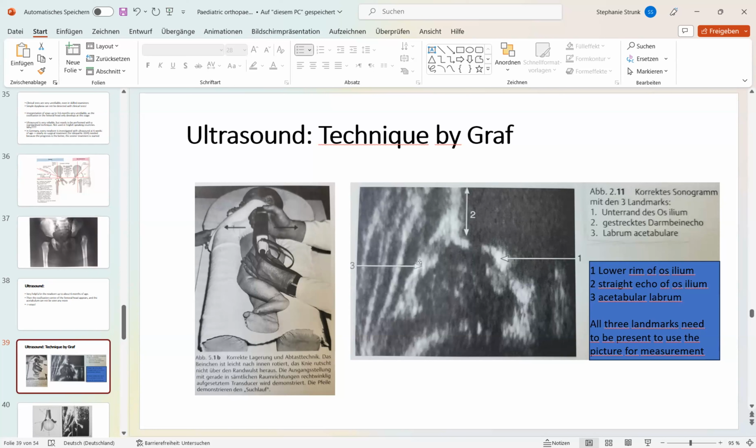And you need the acetabular labrum. This here is the femoral head. This is where the bone ends, because ultrasound cannot go through bone. So you need those three landmarks to be able to assess the ultrasound picture. You have to practice a bit, move the head to and fro, then freeze the picture, and then you can put in the measurements I'll show you later.